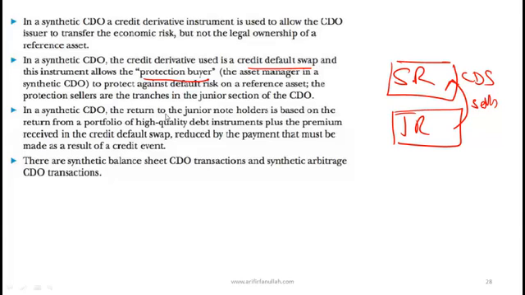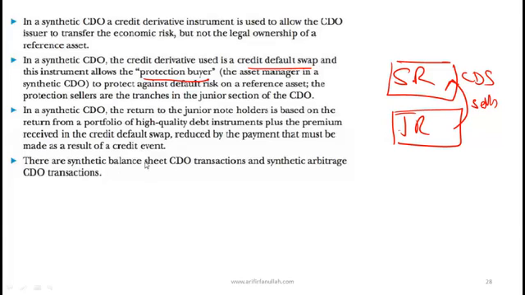In a synthetic CDO, the return to the junior holder is based on the return from a portfolio of high quality debt instruments, plus the premium received in a credit default swap, which I just talked about, reduced by payments that must be made as a result of a credit event. So what's the junior tranche praying for? Yeah, so if there are no defaults, then A, he gets a high return from the underlying instruments, and B, what's the icing on the cake? The premium on the CDS.